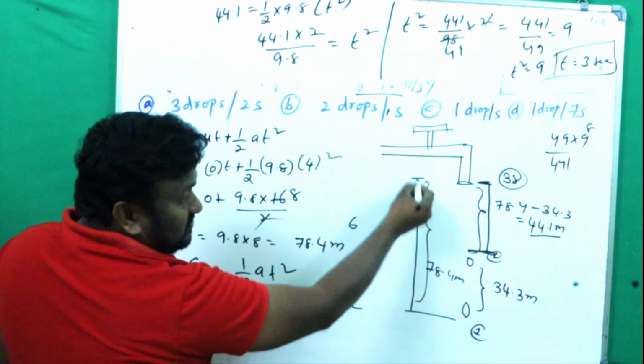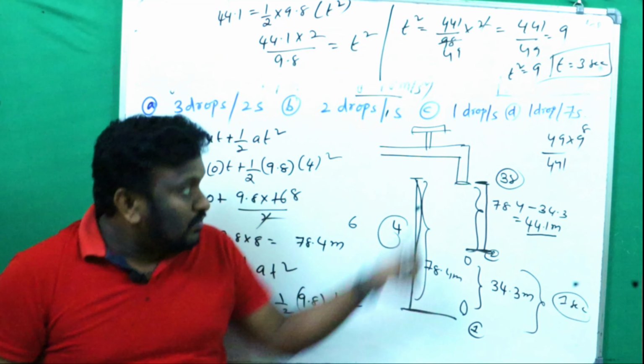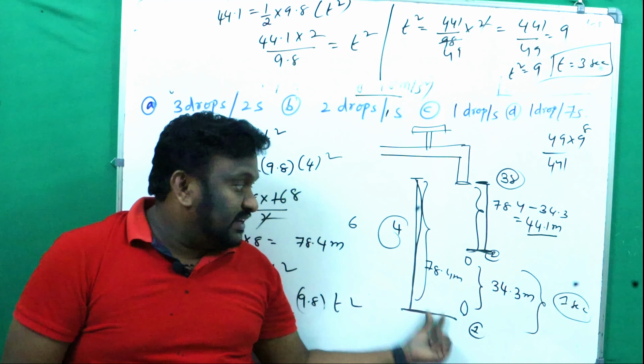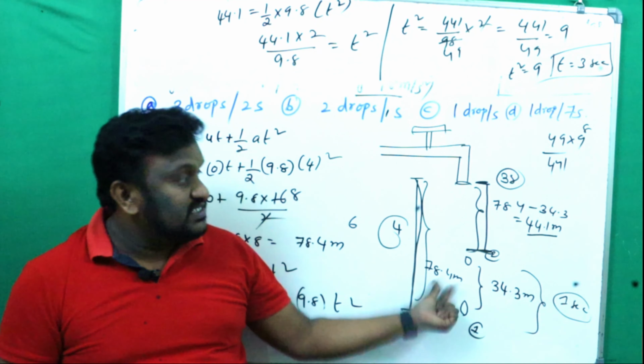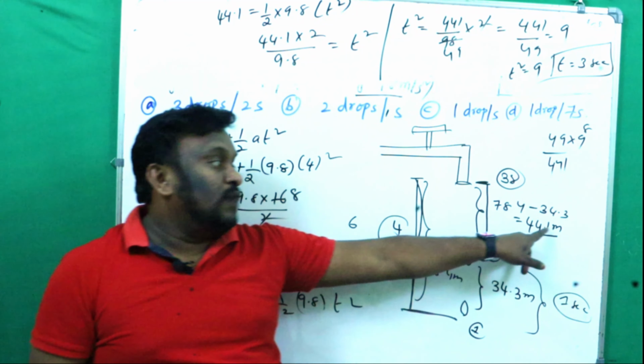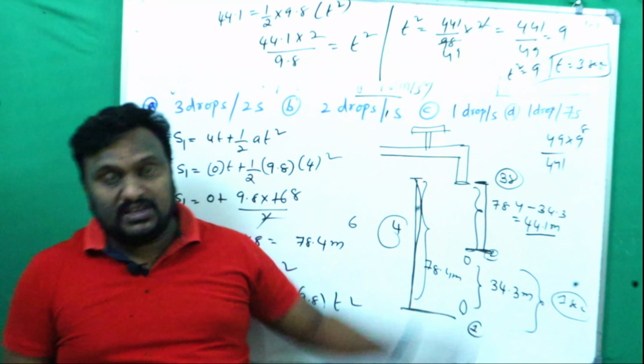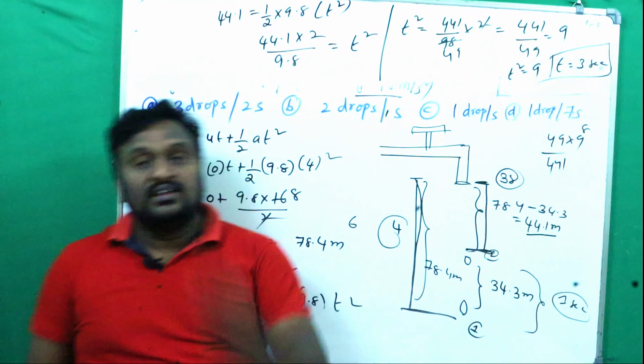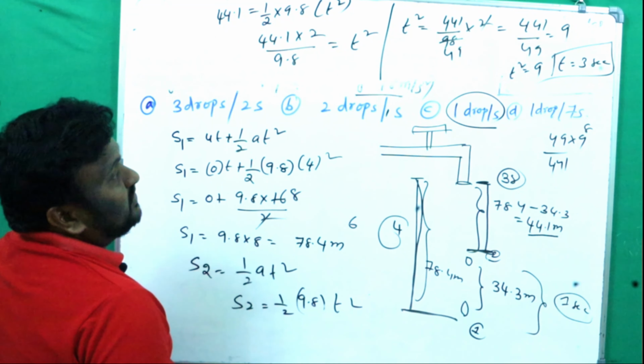Then obviously, how much is the separation in the time interval? 1 second. Got my point? In the 4th second it should be at a distance of 78.4 meters, and the next one has a separation of 34.3 meters. That's why it will travel 44.1 meters in 3 seconds, and the gap between the two drops is only 1 second. So simply, you have to say 1 drop per 1 second. Clear? That is the option here.